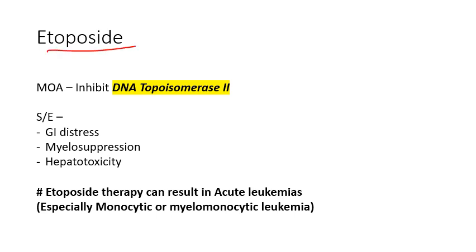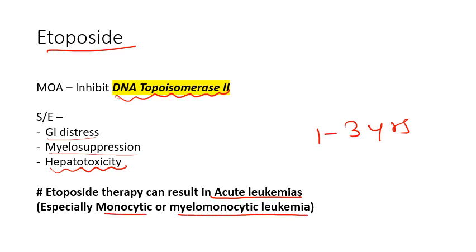Etoposide acts by inhibiting the enzyme DNA topoisomerase 2. Its major side effects are GI distress, myelosuppression, and hepatotoxicity. A key thing to remember about etoposide therapy is that it can cause acute leukemias. They generally occur 1 to 3 years after the therapy, and the leukemias are not lymphocytic, they are monocytic or myelomonocytic leukemias.